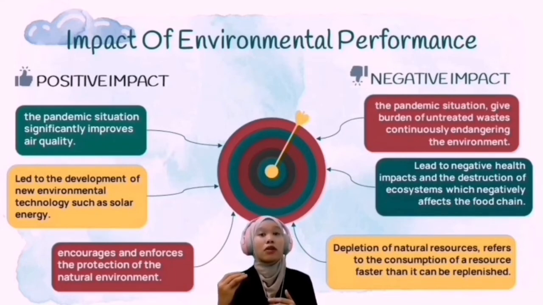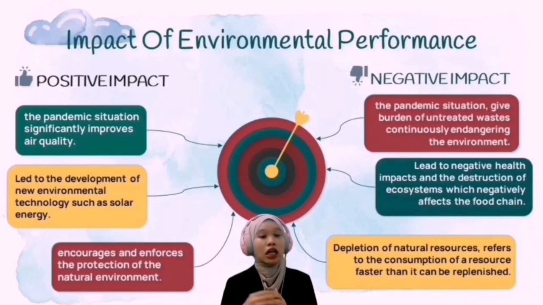And then for water pollution, we know it occurs when there is contamination of water bodies, such as by domestic waste. This can lead to degradation of the aquatic ecosystem and diseases such as typhoid and cholera, and the destruction of the ecosystem, which negatively affects the food chain.